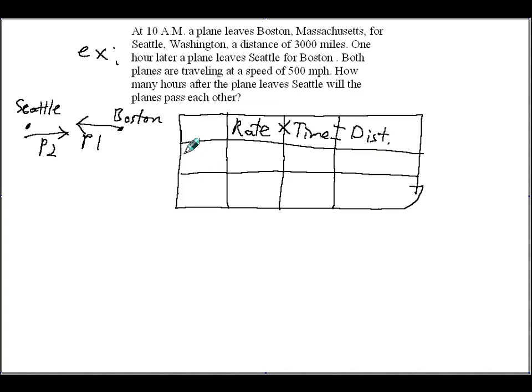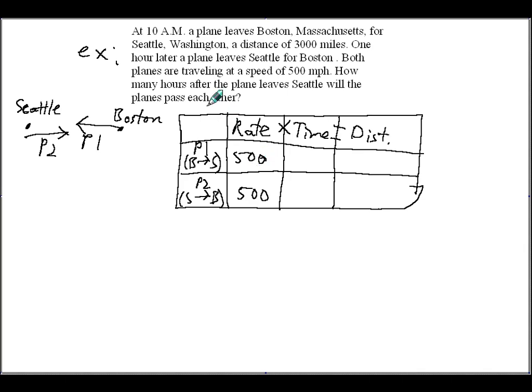Alright, so let's put the two planes in. So here's plane 1. Keep in mind that plane goes from Boston to Seattle. And plane 2, keep in mind that plane goes from Seattle to Boston. Let's look at the rate of each plane. Both planes are traveling at a speed of 500 miles per hour. Not too bad.